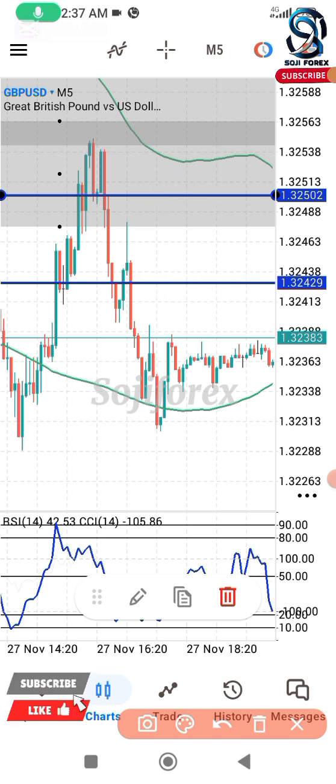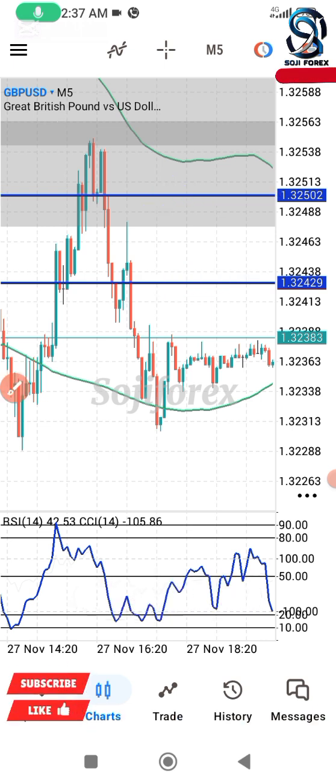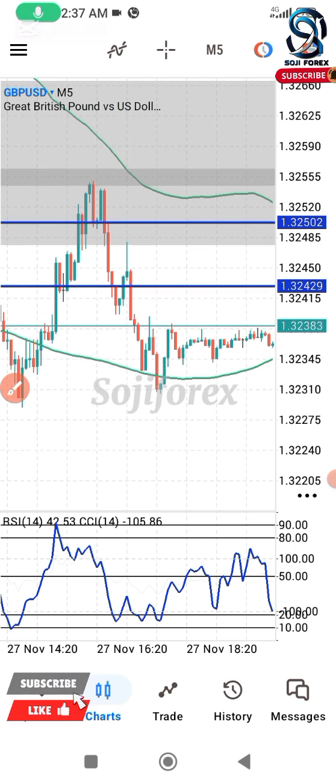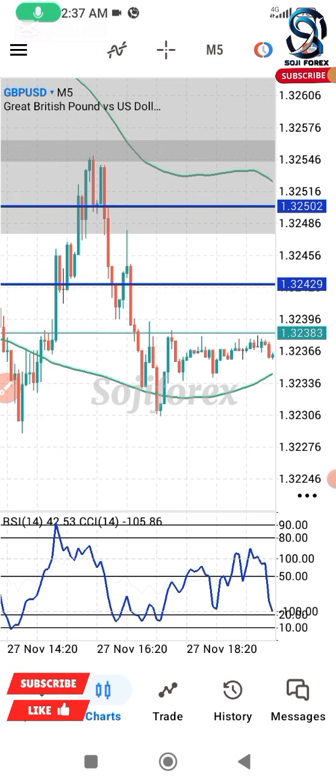So I believe you have understood. All you need is just these two time frames, either your 4 hour or 1 hour, and 15 minute or 5 minute entry. And as you do this, I believe it will change your trading to the next level.